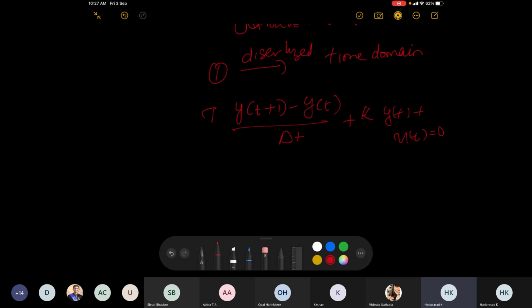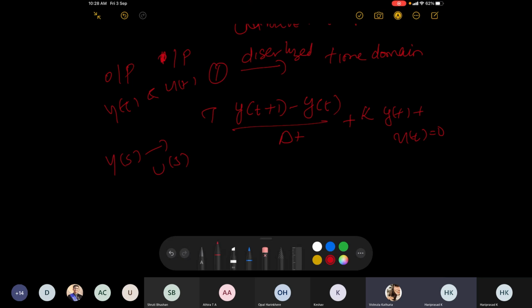So what are we seeing here? I have rearranged everything. So see, eventually what are we trying to do? We are trying to develop a relation between y of s and u of s. Agreed? Or y of t and u of t. Is this clear to everyone? Input and output.